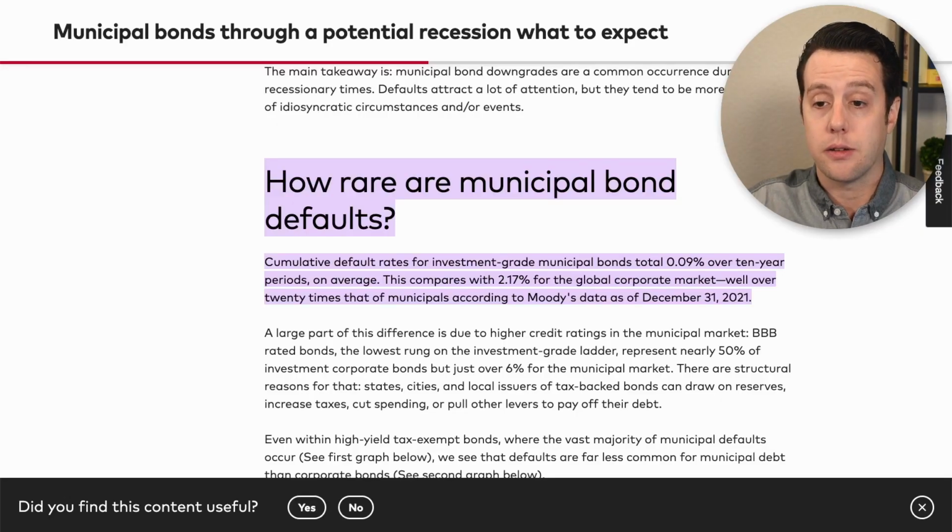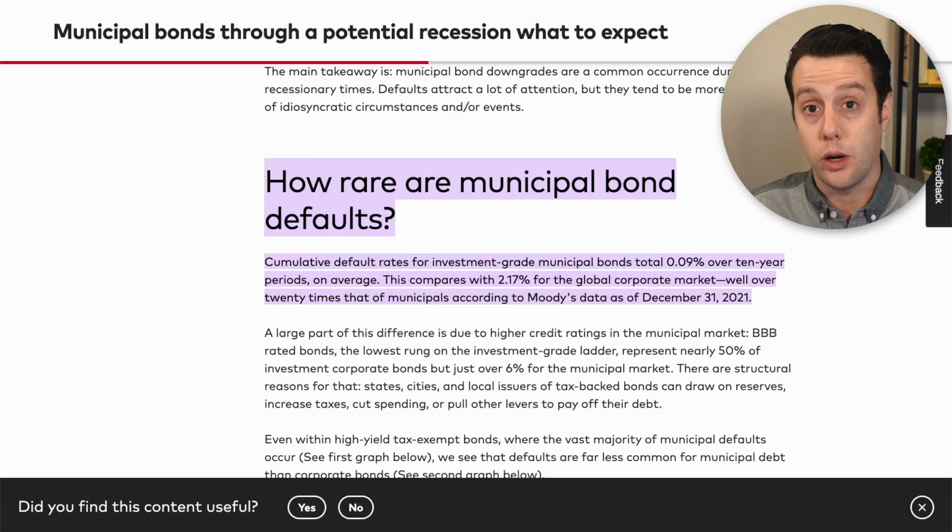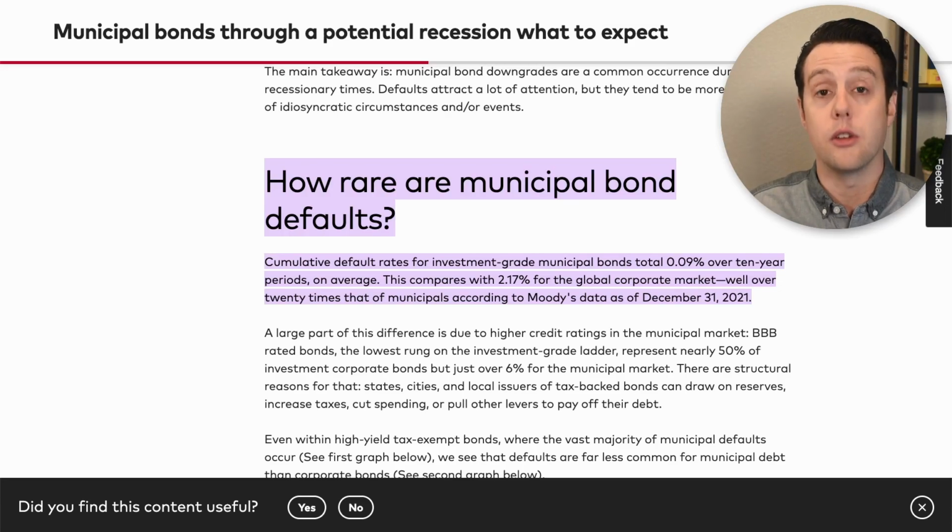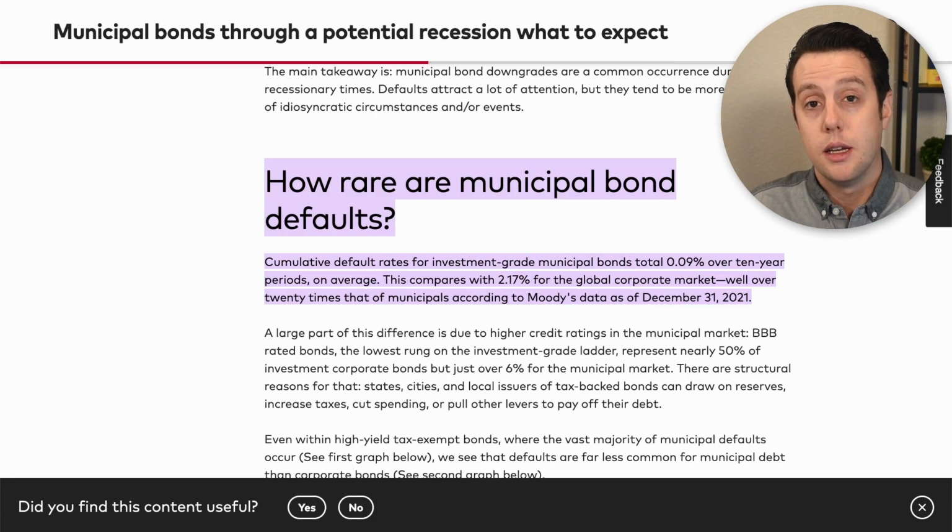If you look at some data from Vanguard, the cumulative default rate on investment-grade municipal bonds was approximately 0.09% over 10-year periods on average, whereas global corporate bond default rates were 2.17%. This is according to Moody's data as of December 31st, 2021. One wonders how much of this could be related to the falling interest rate environment that was seen over the past 40 years and the past 10 years or more of near 0% interest rates. So it's unknown if default rates will change, if rates continue to rise, or if they'll stay near current levels.